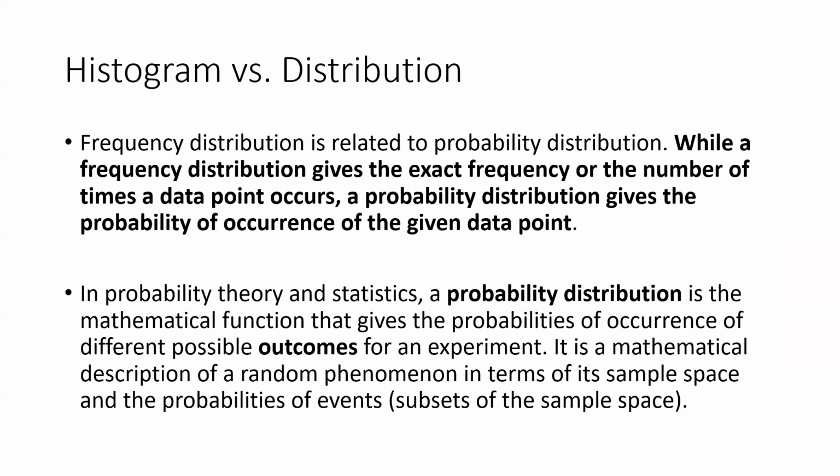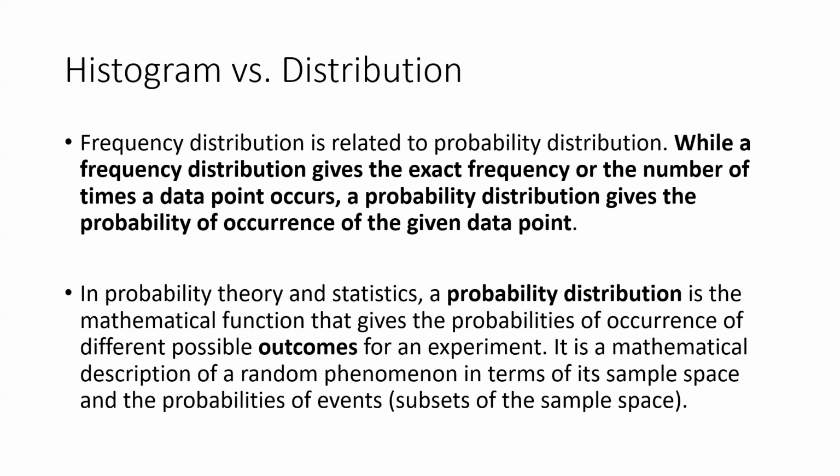A bit more about histogram versus probability distribution. Frequency distribution is related to probability distribution. While a frequency distribution gives the exact frequency or the number of times a data point occurs, the probability distribution gives a probability of occurrence of a given data point. All right, so histogram is frequency and probability distribution is a probability mapping.